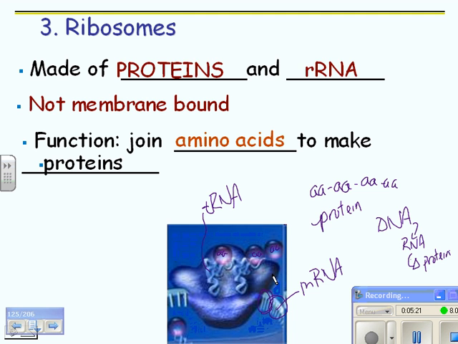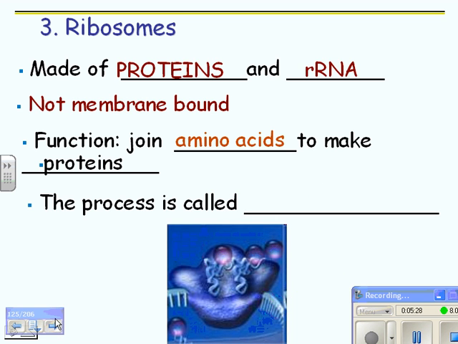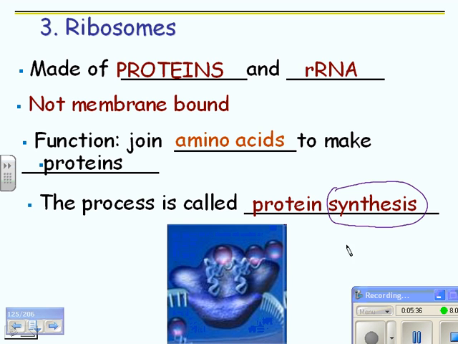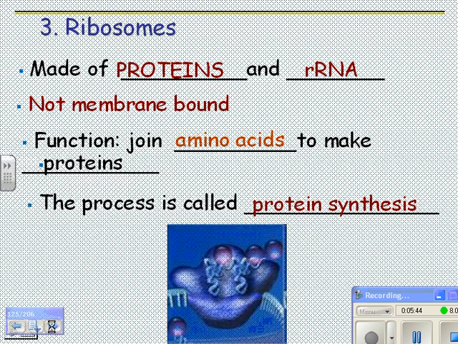It's so important. We spend a whole unit on it. You get to learn all the enzymes that do it and a whole ton of stuff about that. So this whole process where you're making proteins is called protein synthesis. So you need to definitely learn the word. If you haven't by now, the word synthesis means to make. So this whole process is called making proteins, protein synthesis.